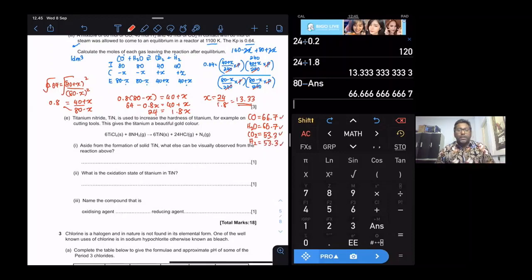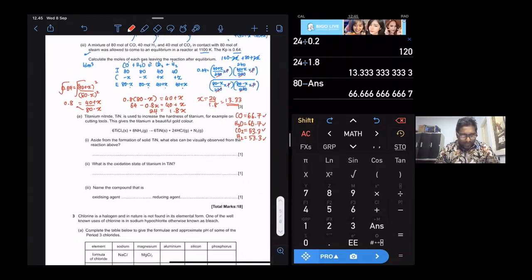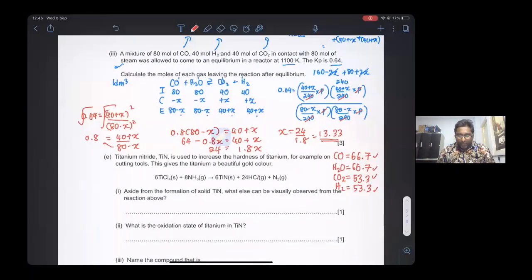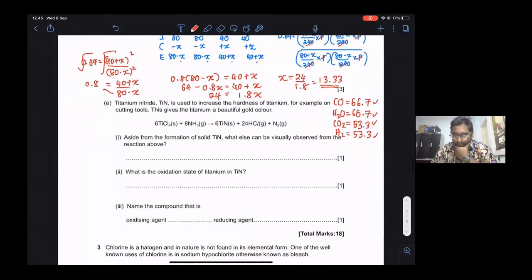Okay, next. So titanium nitride is used to increase the hardness of titanium. It also gives a beautiful gold color and so on. Not so important. So aside from the formation of this solid, solid TiN, what else can be visually observed from the reaction above?